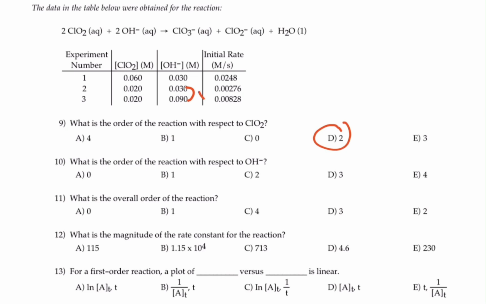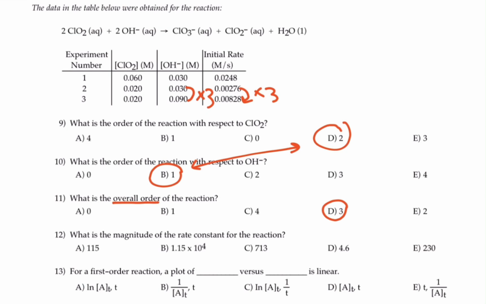So we know that when the concentration of this one changes or multiplies by a factor of 3, this one you have to calculate it, but it also increases by a factor of 3. So we know that OH has a first order. To find the overall order of the reaction, you add up the two orders of the reactants. In this case, 2 plus 1 equals 3.